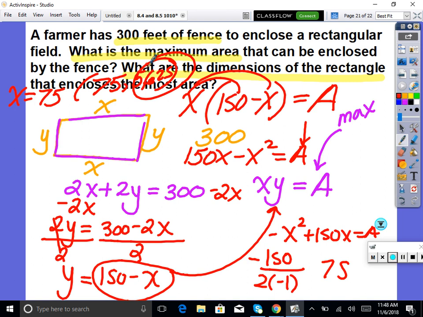Then from there it says, what are the dimensions of the rectangle? So go back. Isn't it true that we found x is 75? So then plug it in. 75 plus 75 plus y needs to equal 300, and then solve for y. If we do that, then we get y is also 75, turns out, in this particular problem. So it was a little harder to set up, but we can do it.